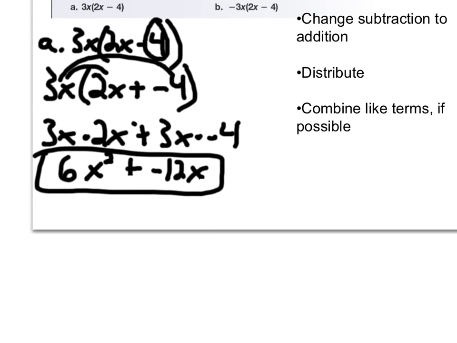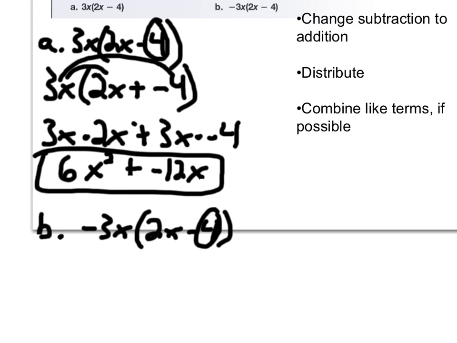Alright, and part B. Says we have negative 3x times 2x minus 4. Again, we're going to change this subtraction problem in here to addition. We're not going to mess with this because this isn't subtracting. This is just a negative out here. But this is a subtraction problem, so we're going to change it to addition. So the negative 3x stays the same, times, the problem inside gets changed to addition. The first term always stays the same, so 2x stays. Change the minus to a plus, and the circled number goes to the opposite, negative 4 again.